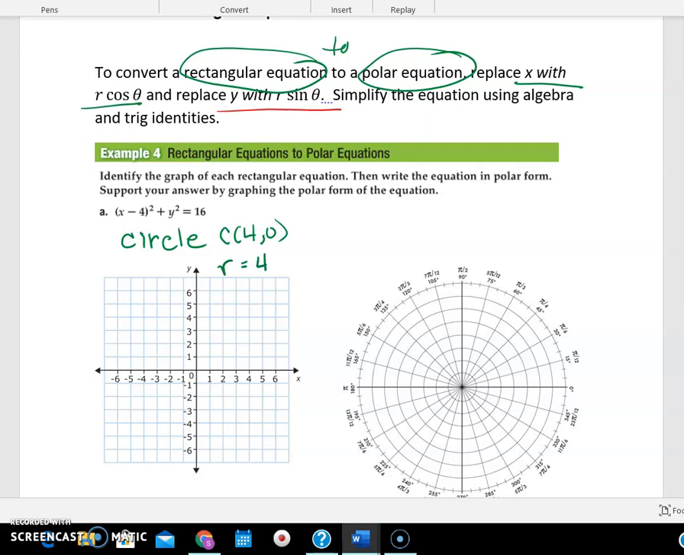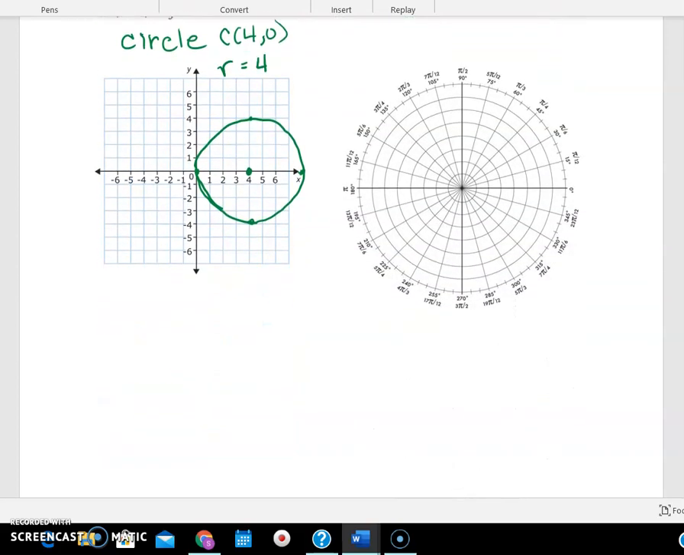So if I were to graph it on a rectangular coordinate plane, here's my (4, 0), and my radius of 4 means that I'm going to go up, down, left, right 4 units. And so you can see, well, not drawn perfectly, it should be a circle there. So when we graph this on the polar coordinate system, it should look the same. I'm going to go down here and we'll do a little replacing.